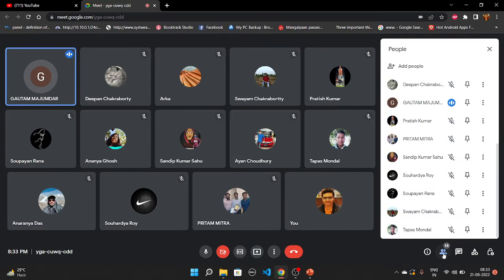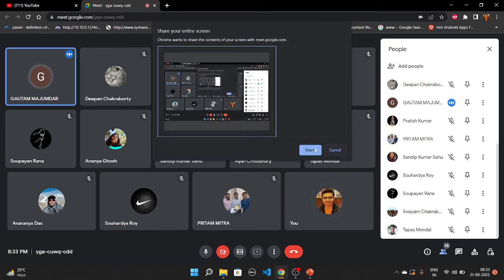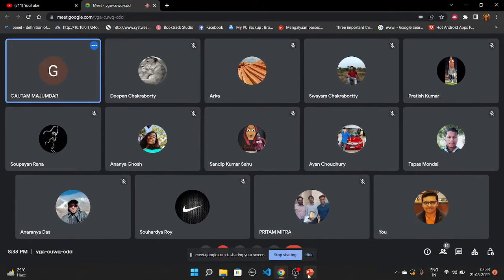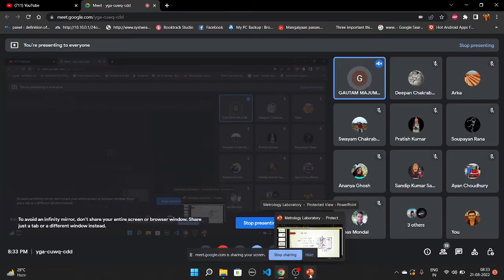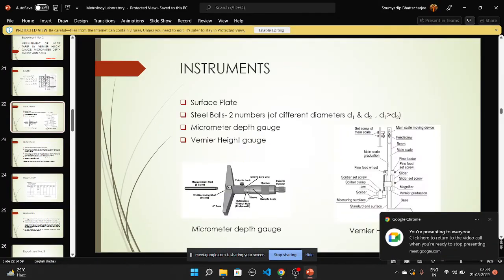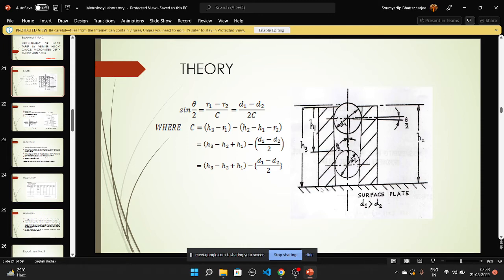Now you please show that calculation, whether it's clear to you. Yes, sir. Deepan, have you seen the theta by 2? Yes, sir. Now sin theta by 2 is opposite side by hypotenuse. That's why it is R1 minus R2 divided by C. Is it clear? First relationship: R1 minus R2 by C.